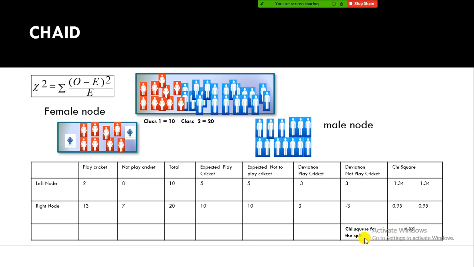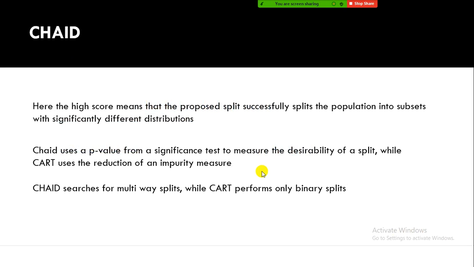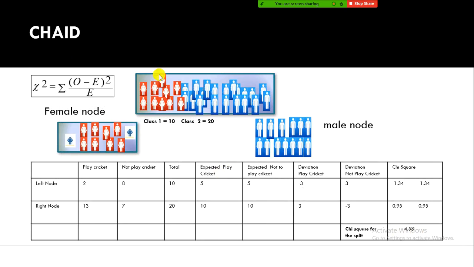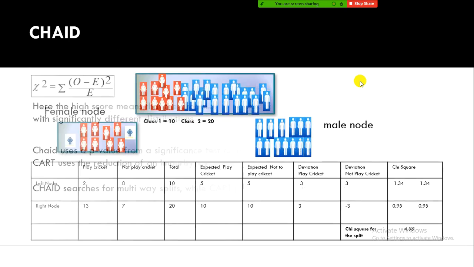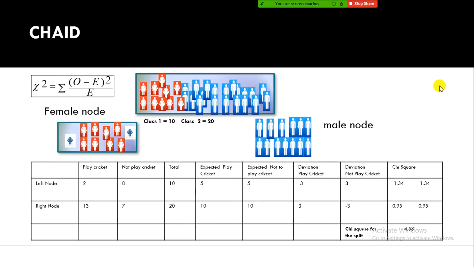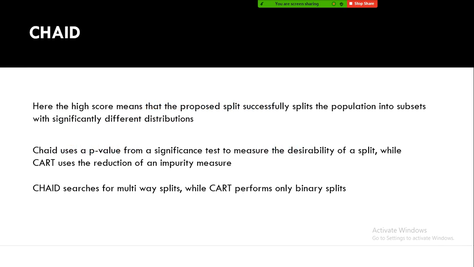Here the chi-square for this split, you get some value like 4.5 or something. If you take another column instead of using gender, let's say this is the gender column, and you use the class column, if you compare the chi-square value for both the gender and the class, whichever column has higher chi-square value, that column will undergo further split.